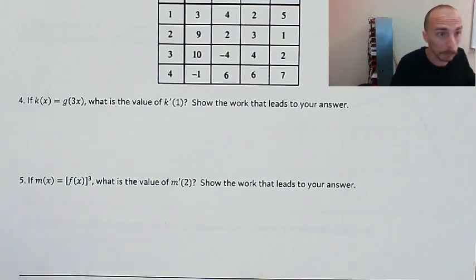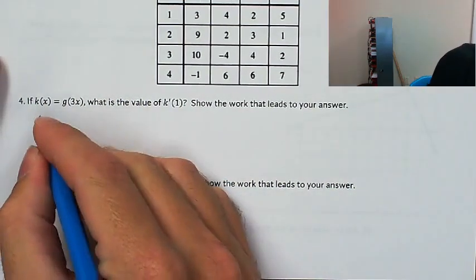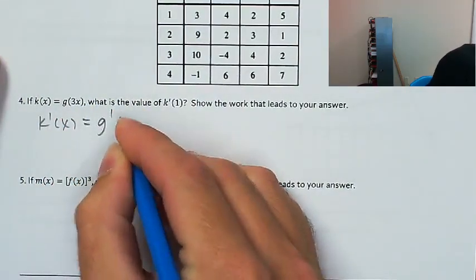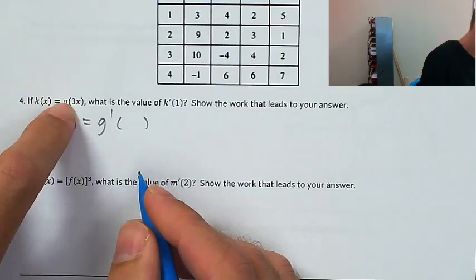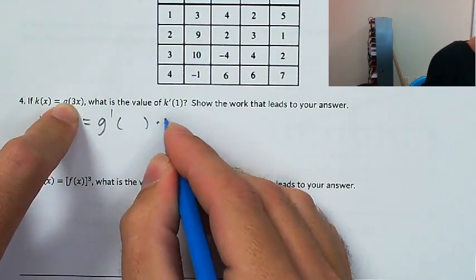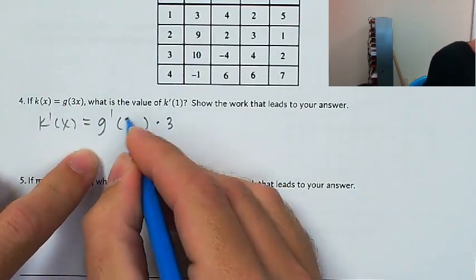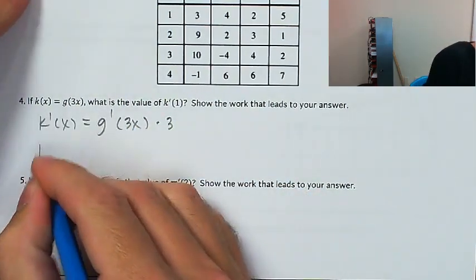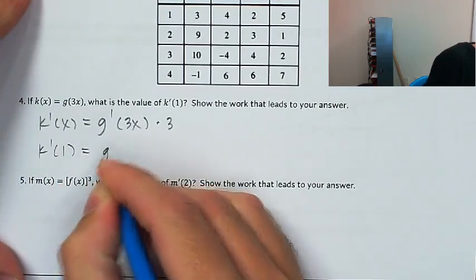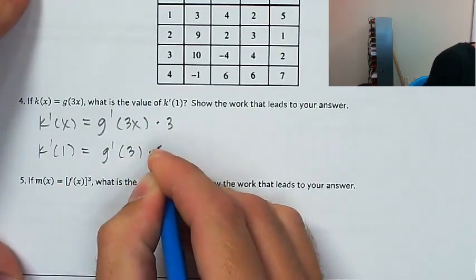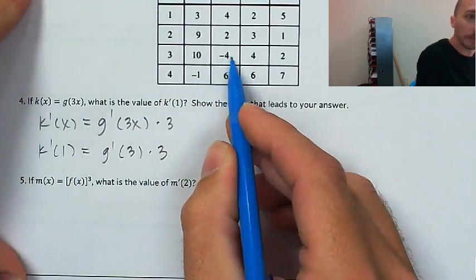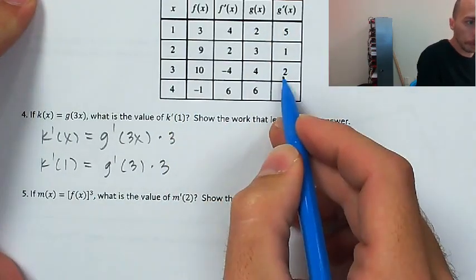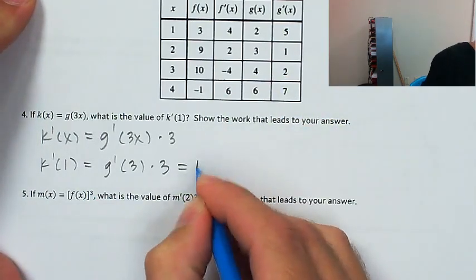All right, now we've got some table problems, and I'm going to say, all right, k prime of x is going to be, I'll take the derivative of the outside, that's going to be g prime, while leaving the inside the same, and then multiplying by the derivative of the inside, which is going to be 3. Leaving the inside the same. Decided not to do the o's and the i's on this one. Okay, k prime of 1 is going to be g prime of 3 times 1 multiplied by 3, and then I look up g prime of 3 in the table, that's 4. Wait, no, g prime of 3 is 2 times 3. This is going to be 6.